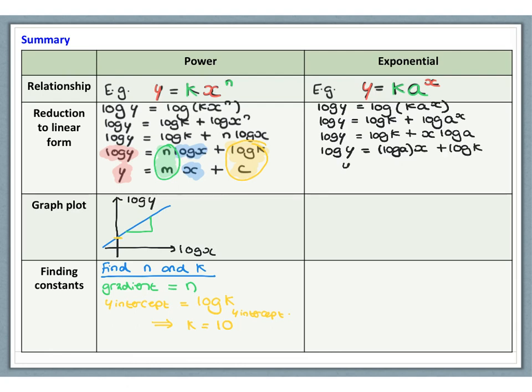And let's compare that again with y equals mx plus c. So what can we match up? This time, log y is now the y variable. x is now the x variable. The gradient of the straight line that we will produce is equal to log a, and the y-intercept of the straight line that we produce is equal to log k.